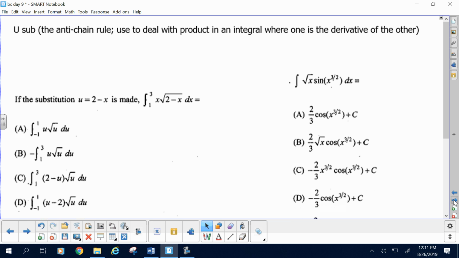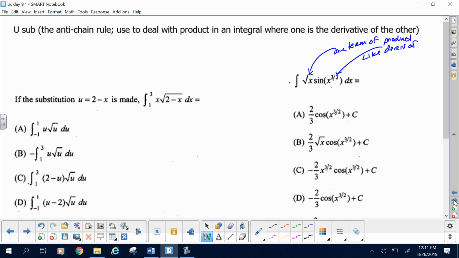When you do a derivative by chain rule, don't you get a product where one is the derivative of the inside of the other, right? So when you see an integral where it's a product, and one term of the product is like the derivative of the inside of the other, that screams U sub.